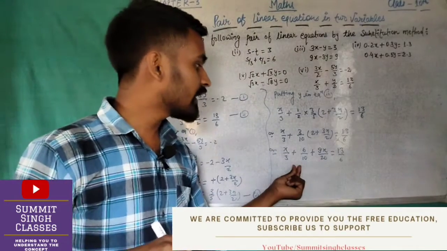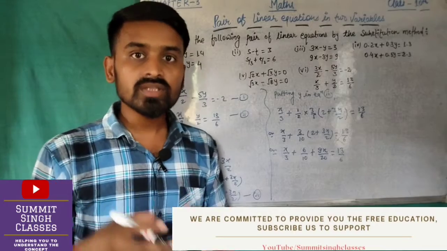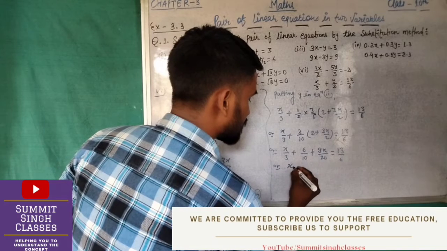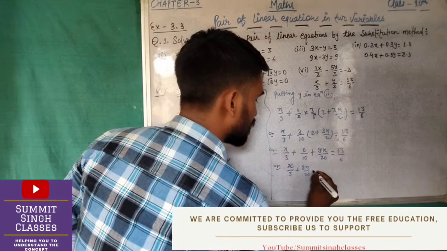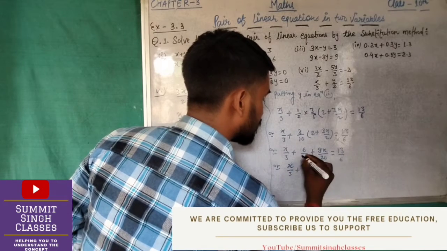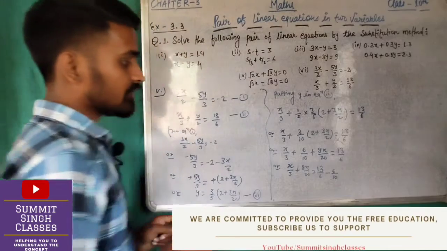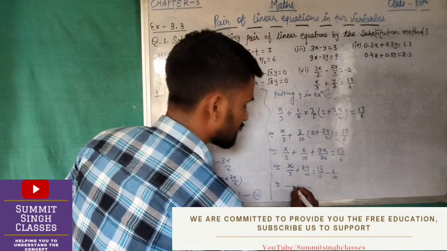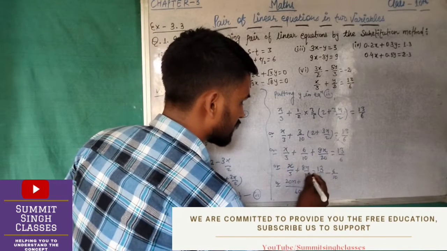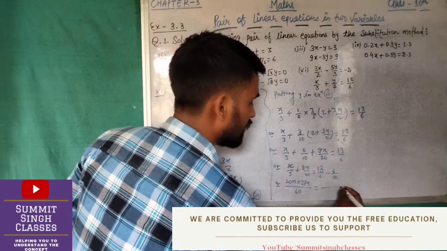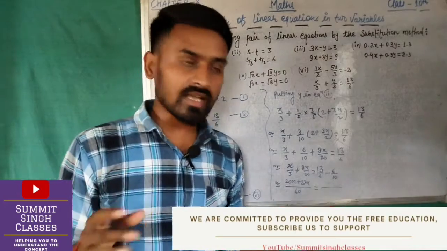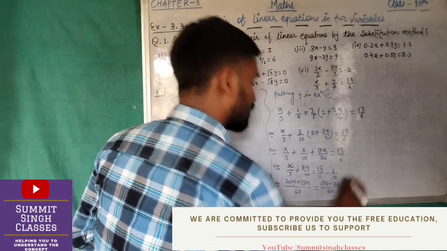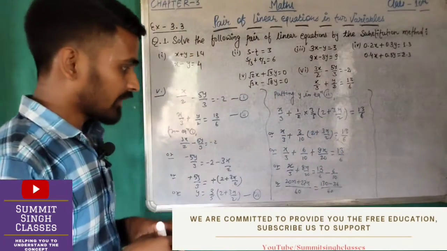Now the constant and the variable part should be with each other, that's why take this part to the other side. You can write x by 3 plus 9x by 20 is equal to 13 by 6, and this will go to the other side in minus, so it will be 6 by 10. The LCM of 20 and 3 is 60, so 20x plus 27x is equal to, and the LCM of 6 and 10 is 60, so 13 multiplied with 10 is 130 minus 36.